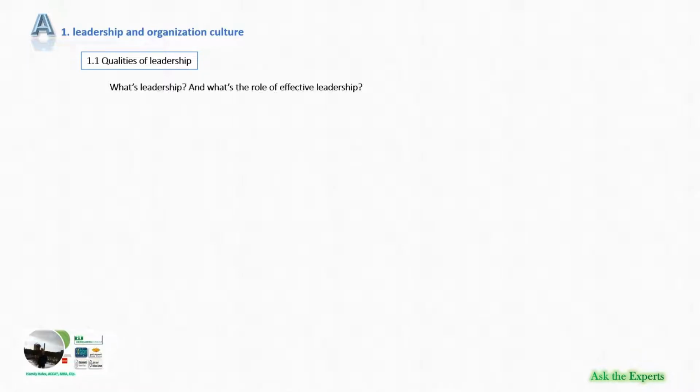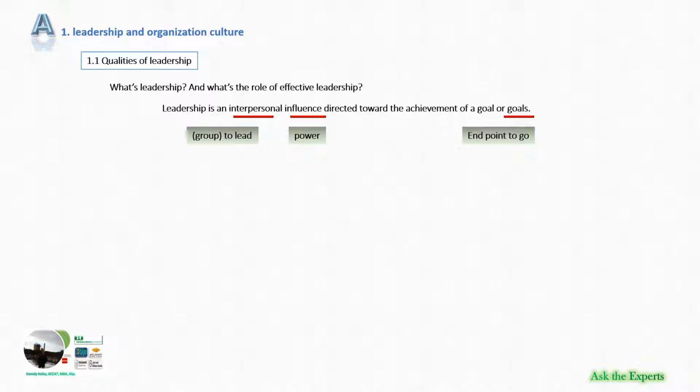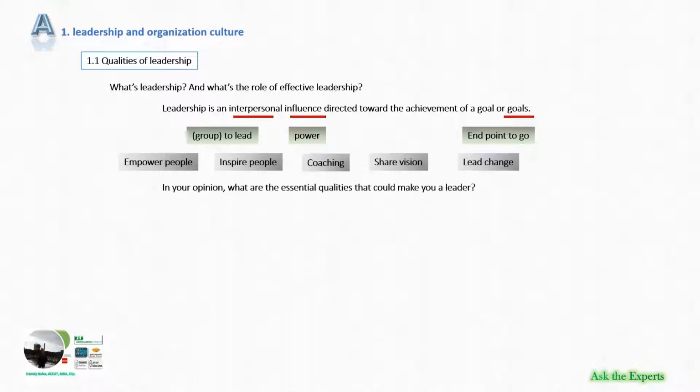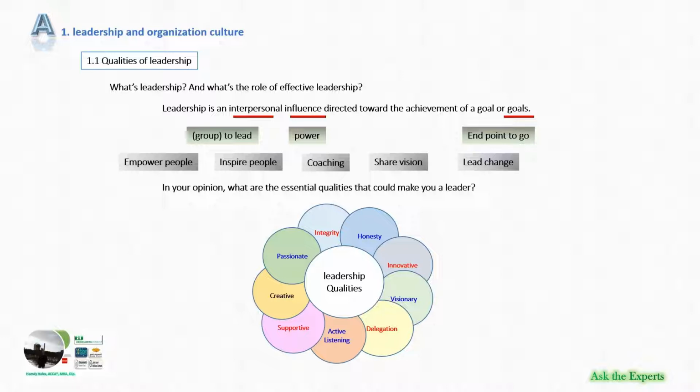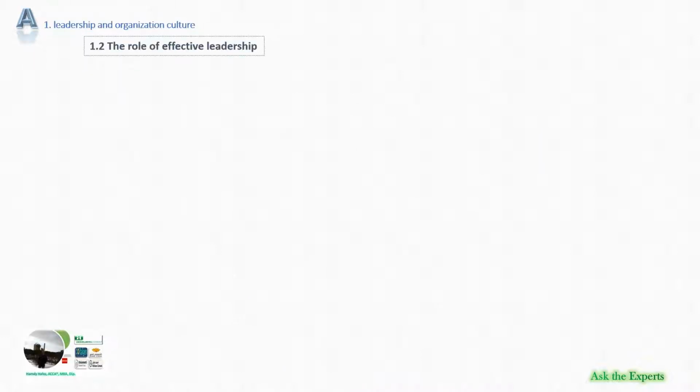Leadership is an interpersonal influence directed toward the achievement of a goal or goals. So, take care, we have a group to lead, power to influence, and an end point to go. Now, in your opinion, what are the essential qualities that could make you a leader? Just try to memorize these shown qualities. What is the role of effective leadership?